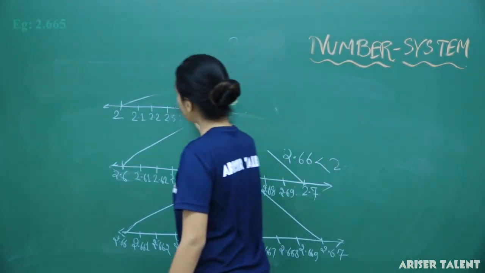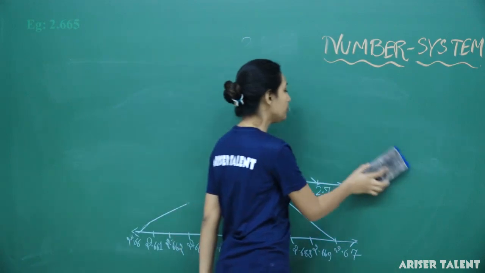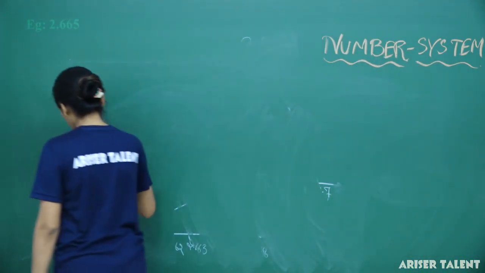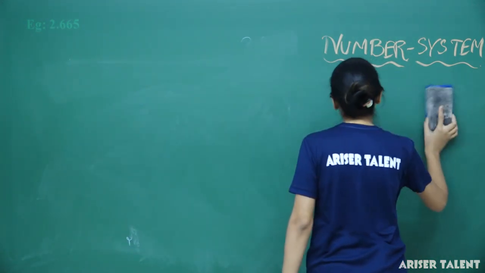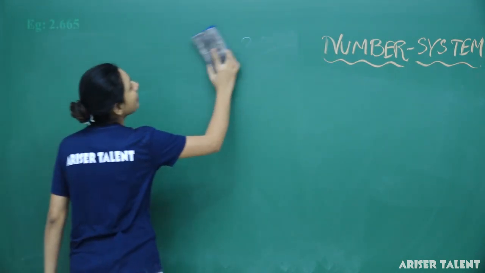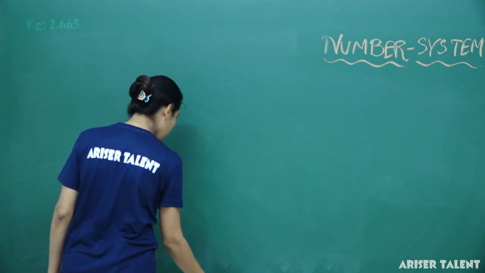So we have taken out a very simple example. Why so simple? Because students, this number is simply a terminating one. Terminating ones are very simple to handle.